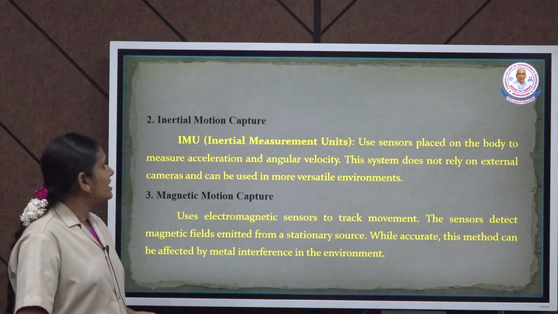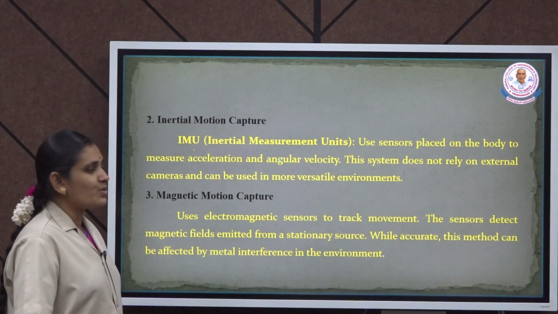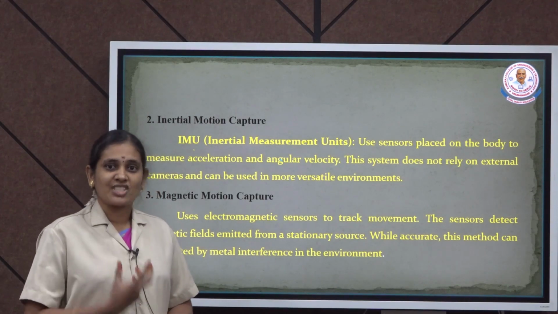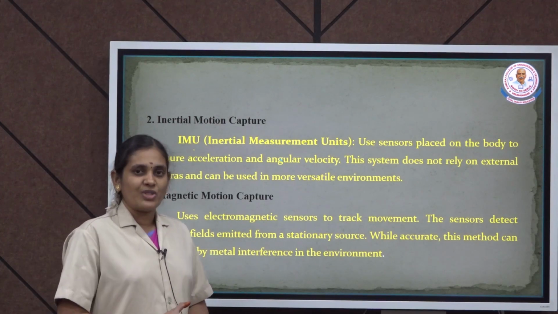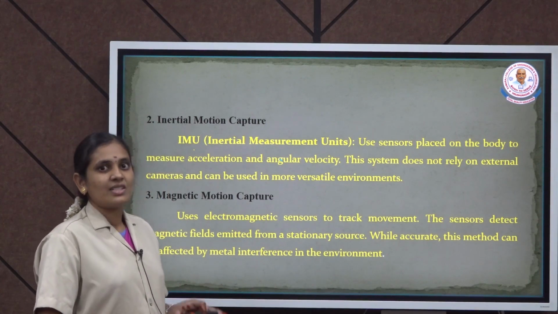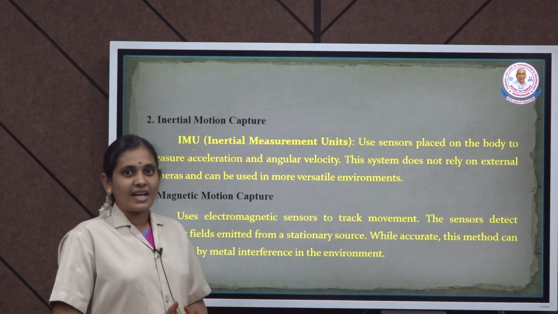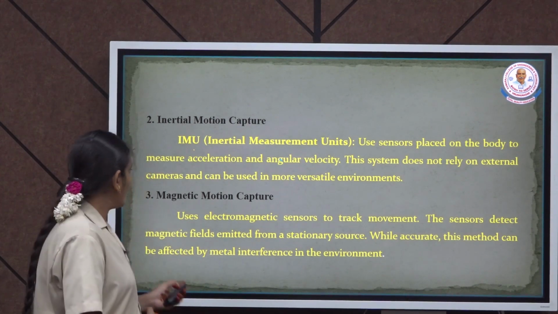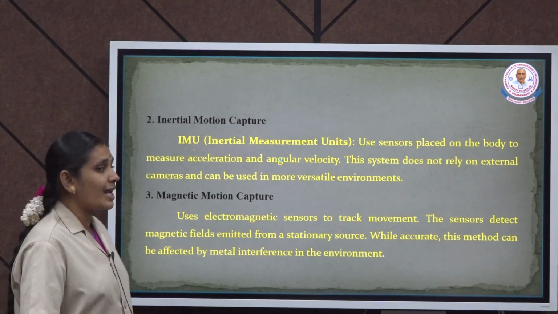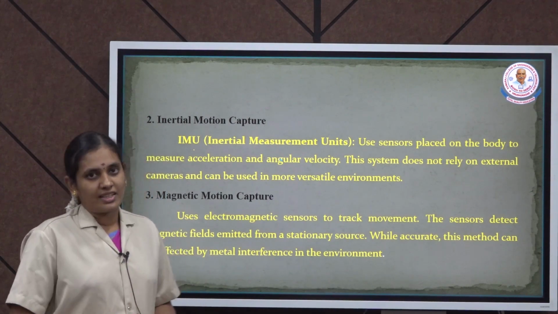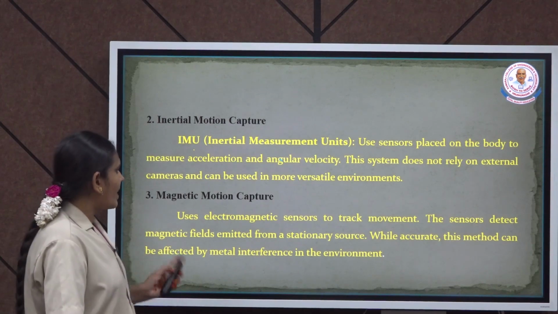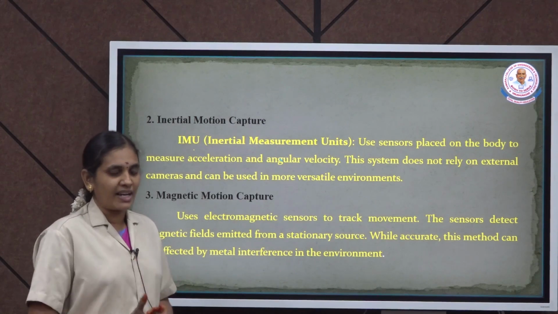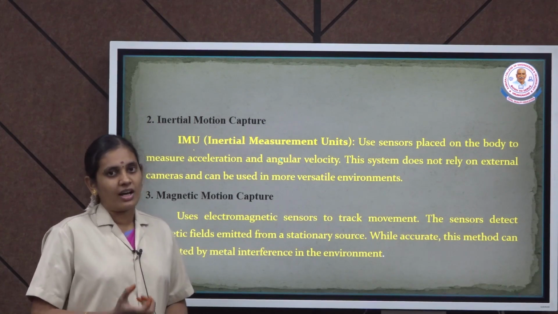So, next type, inertial motion capture. In inertial motion capture, we are using sensors for capturing the data. We do not need any external camera for tracking the object's movement. The sensor is used to calculate the acceleration and angular velocity of the body for calculating their movement. Magnetic motion capture. Here we are using an electromagnetic sensor for calculating their movement. The electromagnetic sensor detects the magnetic field from the source. Based on the magnetic field, it determines the position and action of the object.